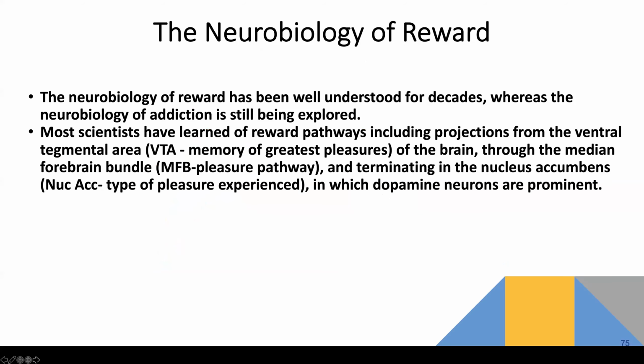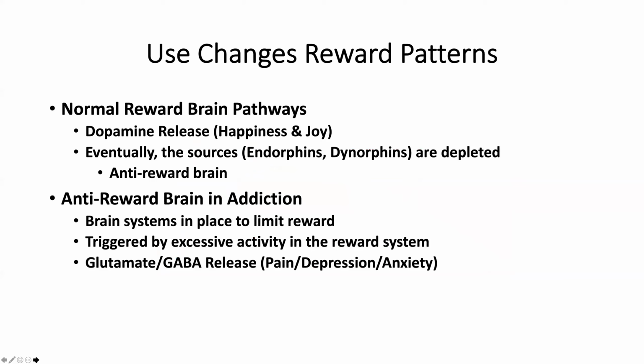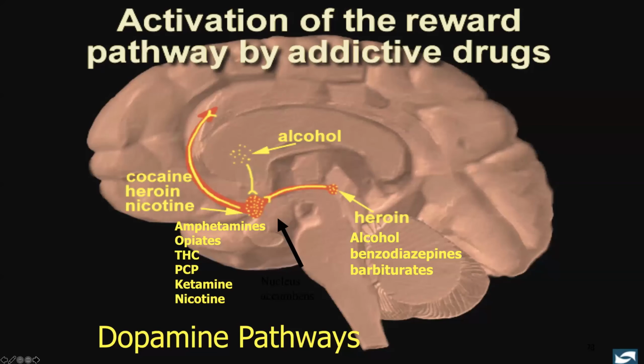And then we talked about the neurobiology of reward and the pathways and the changes that occur between the reward brain, which is dopamine, the endorphins, dynorphins, and the anti-reward brain, which is glutamate, GABA. And the balance or the imbalance that is created as a result of substance use disorder. And again, this is the level of activity inside of the brain of different classifications that we've discussed. And you can see the lower in the brain that it occurs, the more highly addicting it becomes.